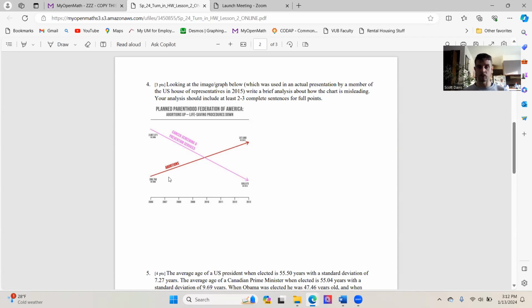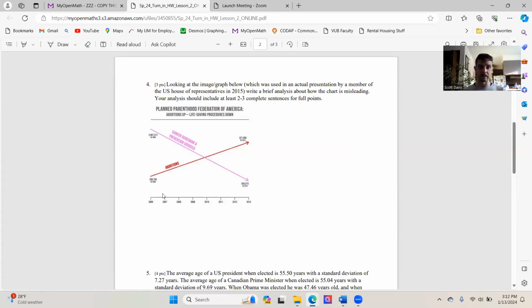So this was an actual graph that was presented in front of Congress back in 2015. It is not implying that as abortions go up, it is causing cancer screenings to go down. That is not the message that is being implied here. I want you to talk about the graph itself. This image has plenty of things that are wrong with it. If you look carefully at the graph and discuss the things that we've gone over in this section.